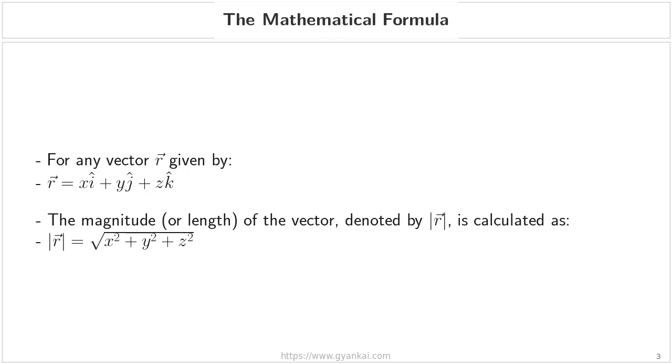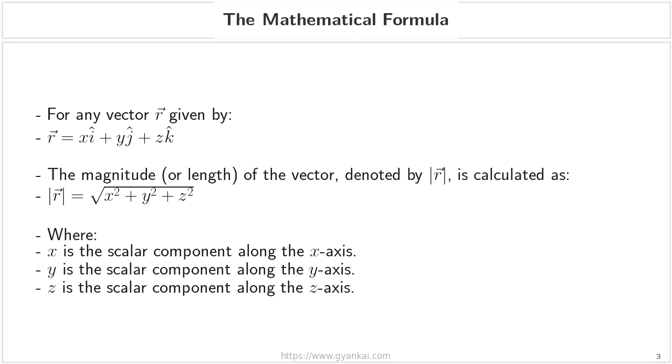The mathematical formula. Suppose we have any vector, which we will call r, expressed in its component form as r equals x i hat plus y j hat plus z k hat. To find the magnitude or the total length of this vector, which we denote by writing r between 2 vertical bars, we use the following calculation. The magnitude of r equals the square root of the sum of x squared plus y squared plus z squared.